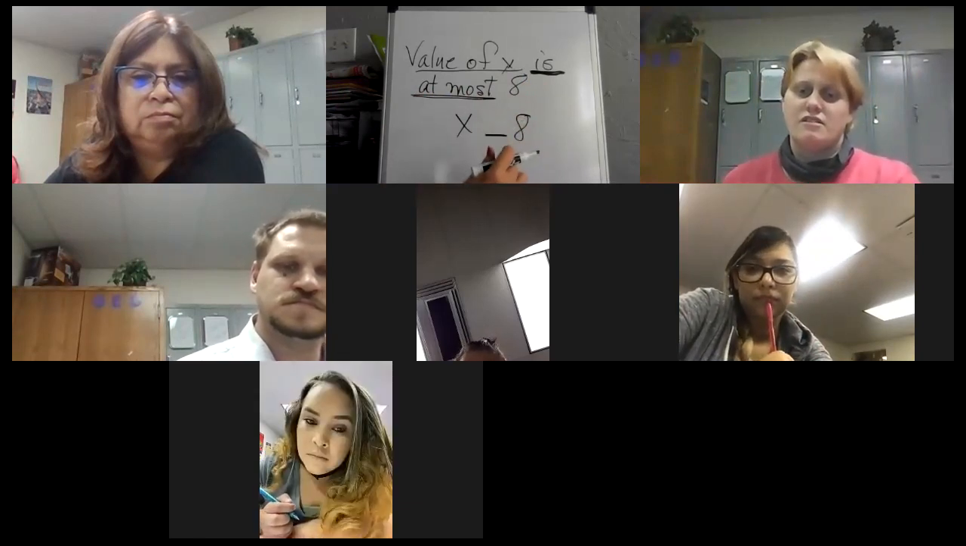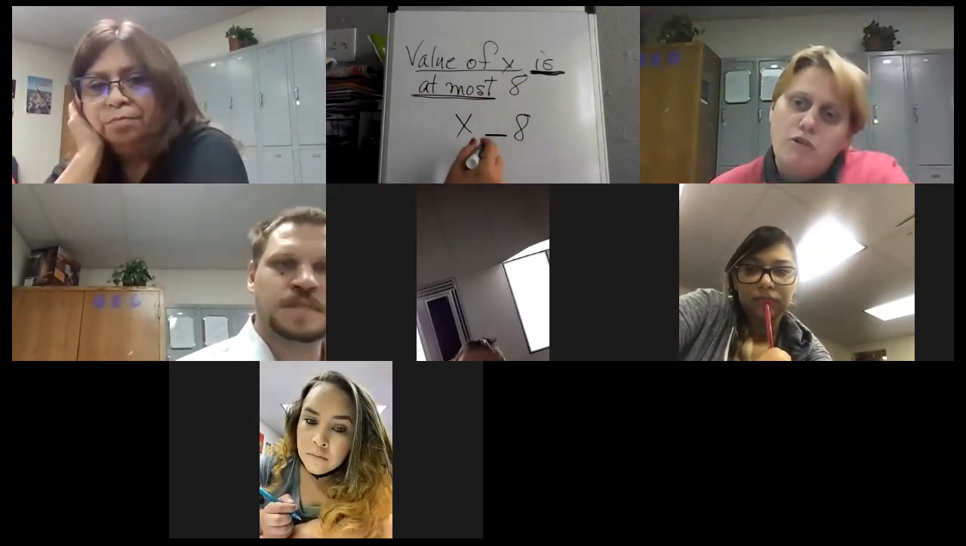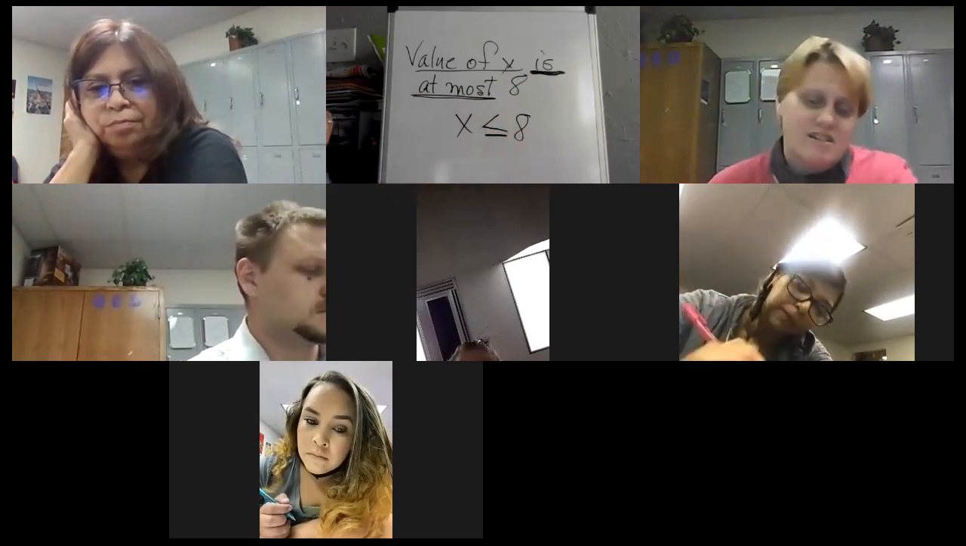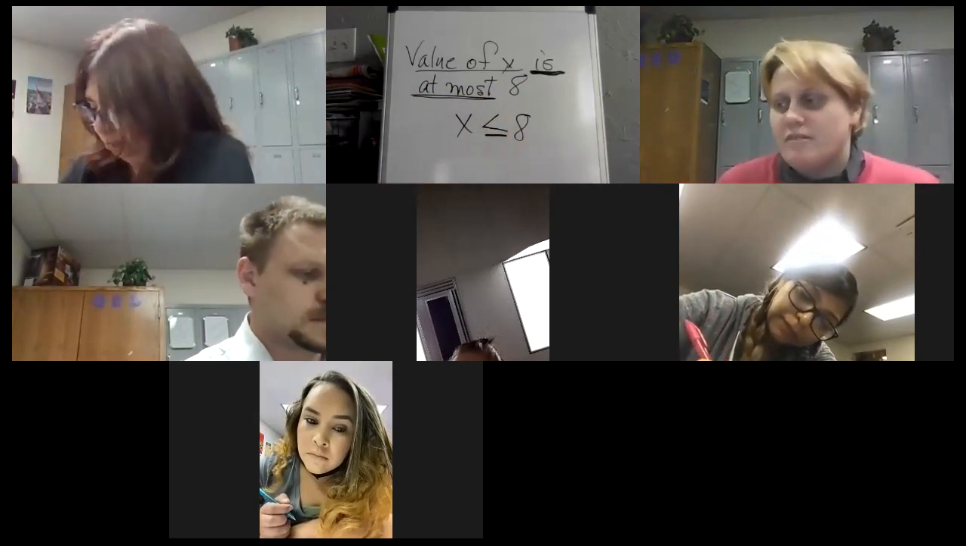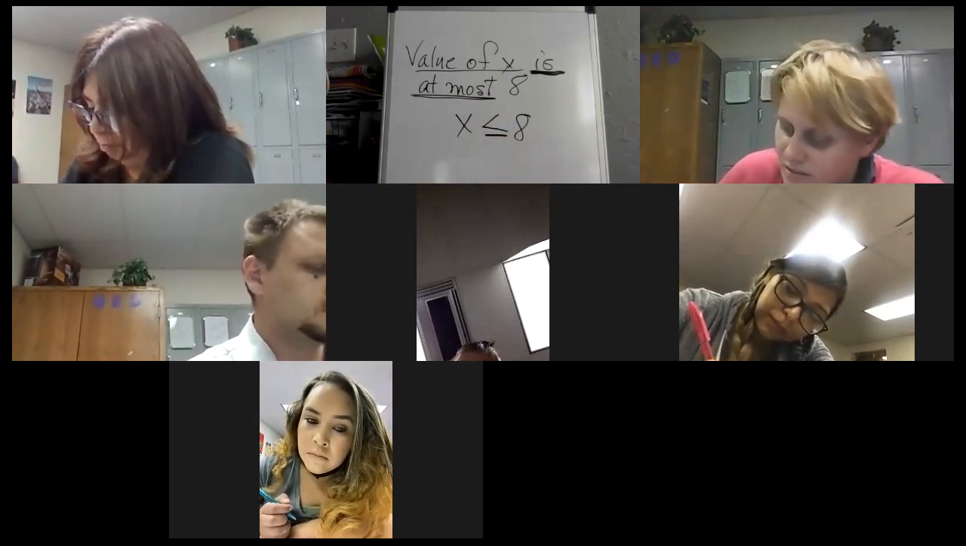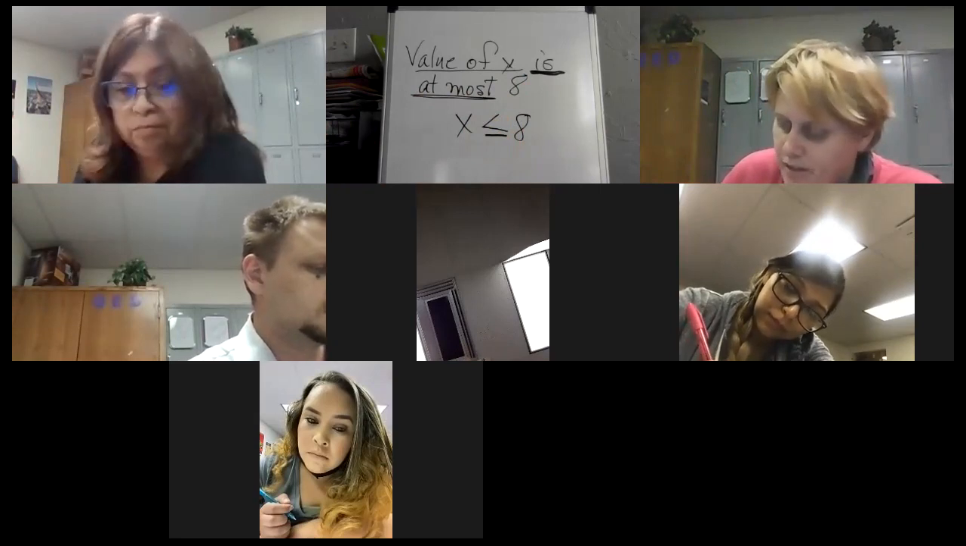But I might have 7. I might have 6 cookies. I might have 5 cookies. So it will be equal or less. Less than or equal to 8. That is exactly right. It is the at most and at least, those things you just have to think about.